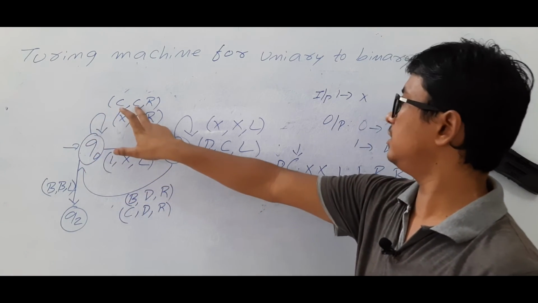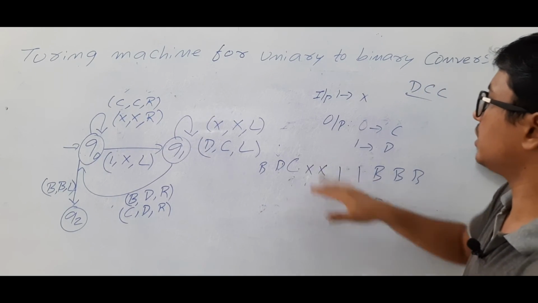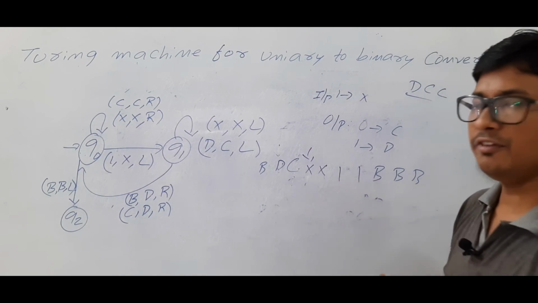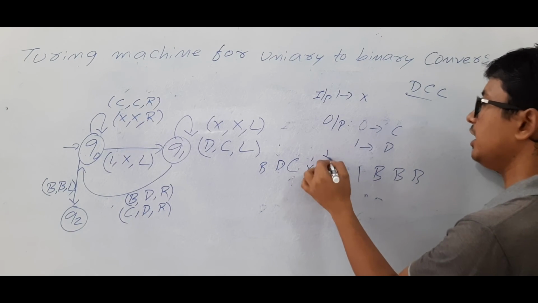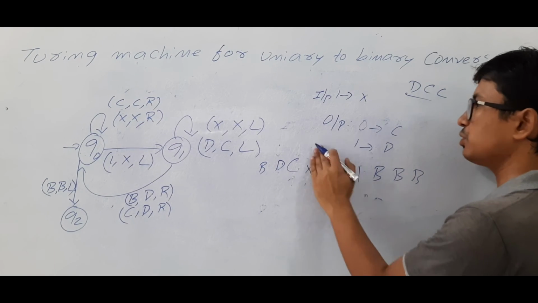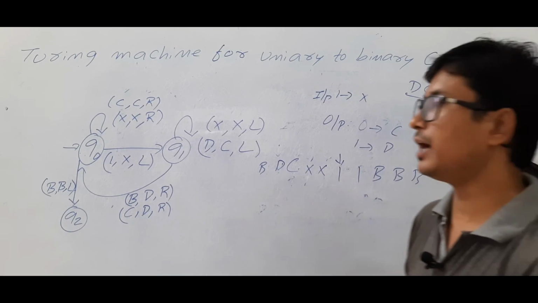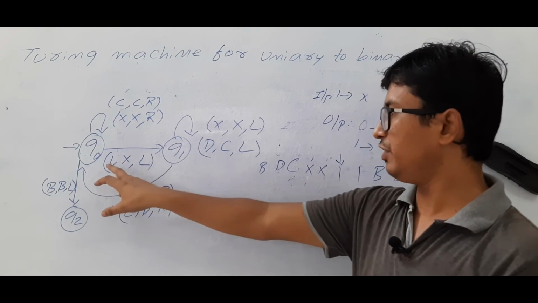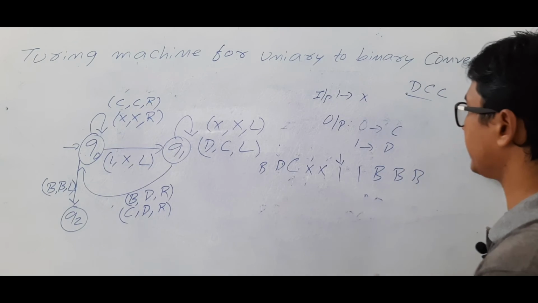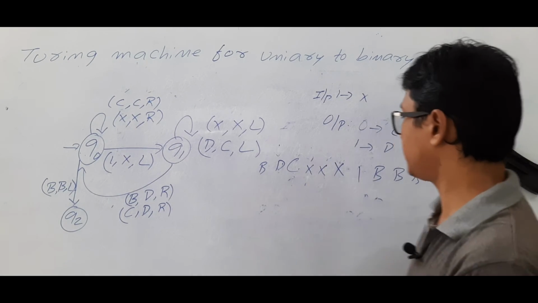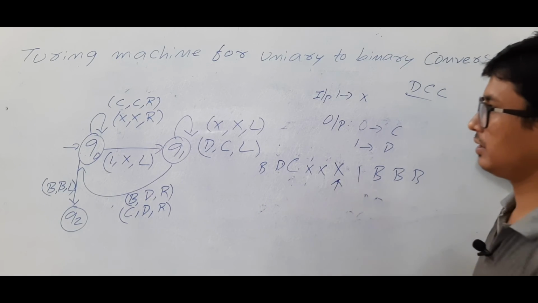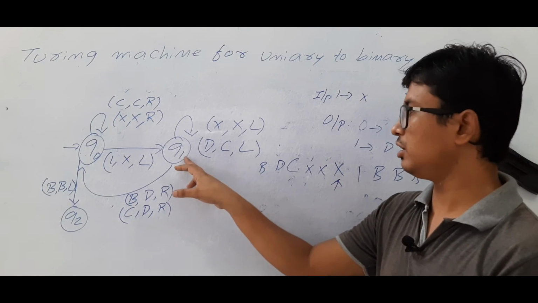If you see a C, make it a C and move to the right. If it is an X, make it as X, move to the right. Again, if it is X, make it as X, move to the right. You will see the 1 last and you are in the state Q0. If it is a 1, modify it as X, move to the left. You are here. And you are reaching the state called Q1.